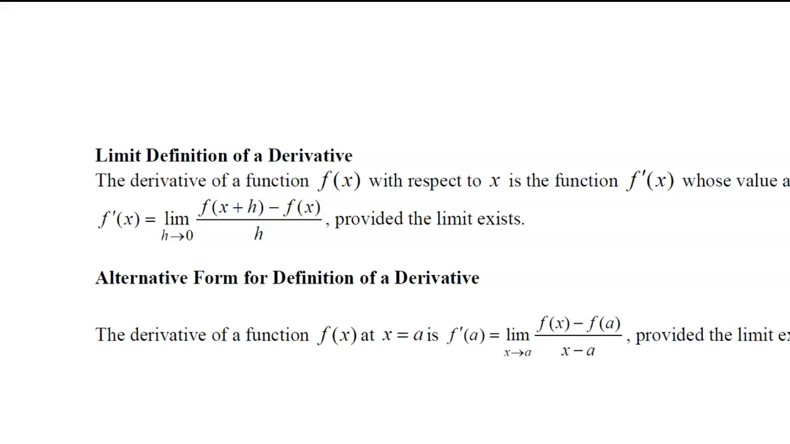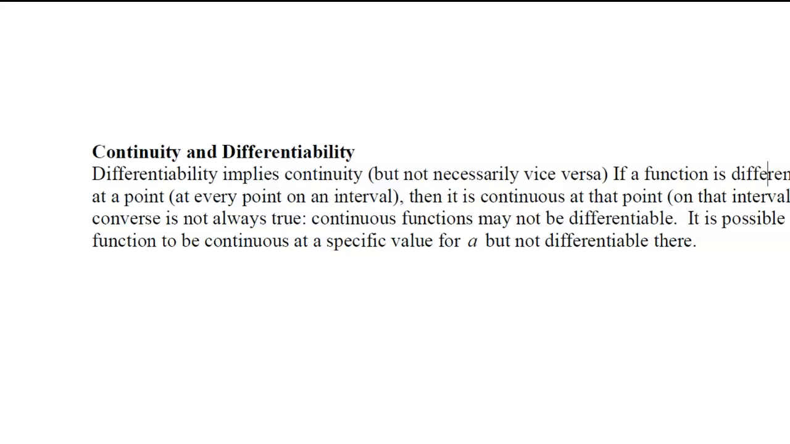Blank map of the world. Or we're in calculus. Continuity and differentiability. Differentiability implies continuity, but not necessarily vice versa. If a function is differentiable at a point, then it is continuous at that point. And you could say if a function is differentiable on an interval, then it is continuous on that interval. The converse is not always true. Continuous functions may not be differentiable. It is possible for a function to be continuous at a specific value, but not differentiable there.